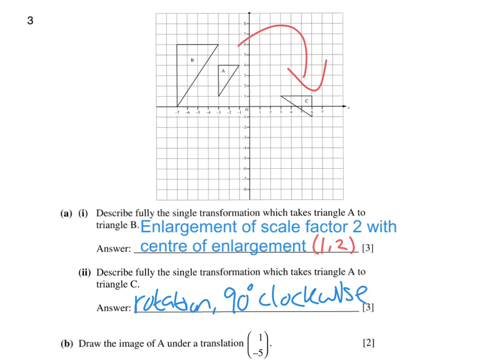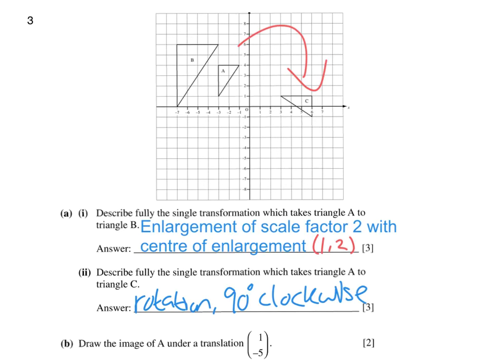The final mark is the centre of rotation. There is no easy way to do this. This is a case of trial and error using your tracing paper. So trace your shape A and then pick a random point to try as your centre of rotation and try to spin your tracing paper around that point and see if the triangle matches up.